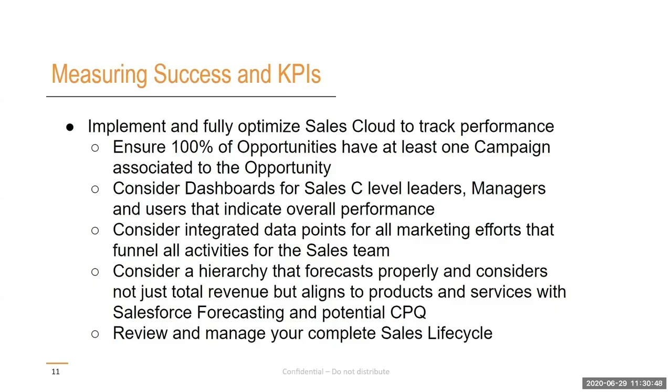So look at key areas like, do we have marketing campaigns tied to each opportunity? If not, why, right? Consider dashboarding for all levels and get everybody to sign off on it to make sure that they're okay with that being an overall performance indicator. Integrating data points from all marketing efforts into the sales team so that we have that alignment from marketing to sales, and they're very much in sync in terms of a relay of information and engagement.